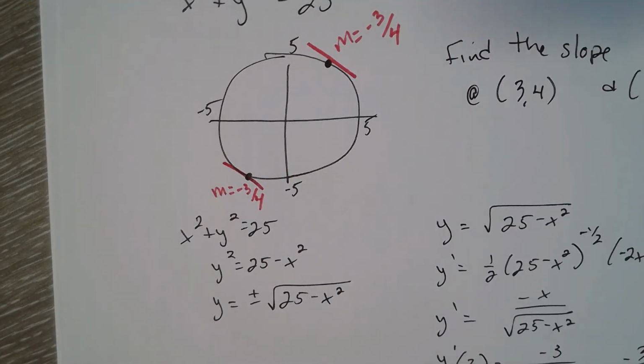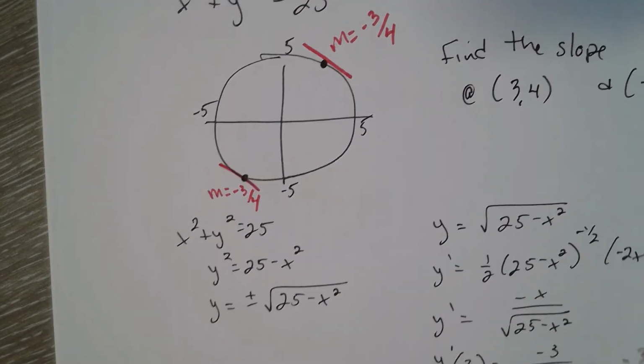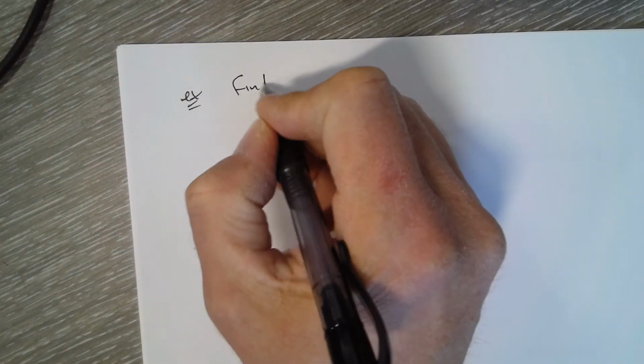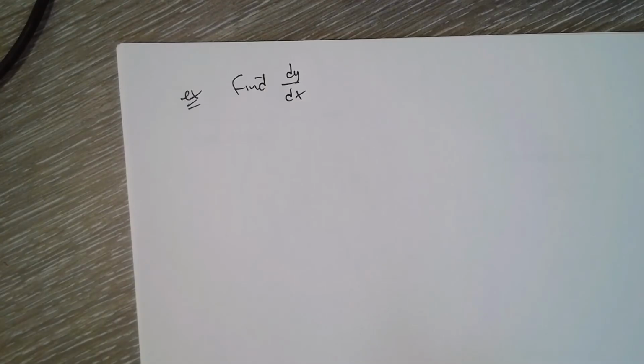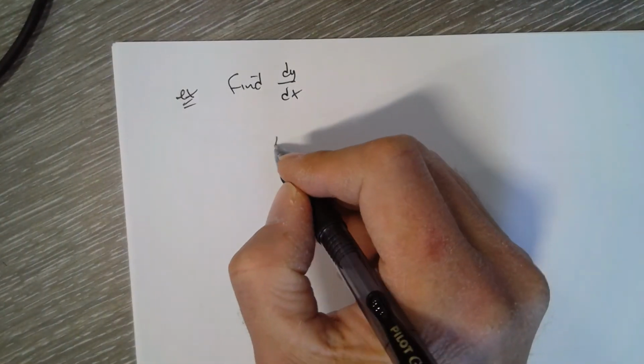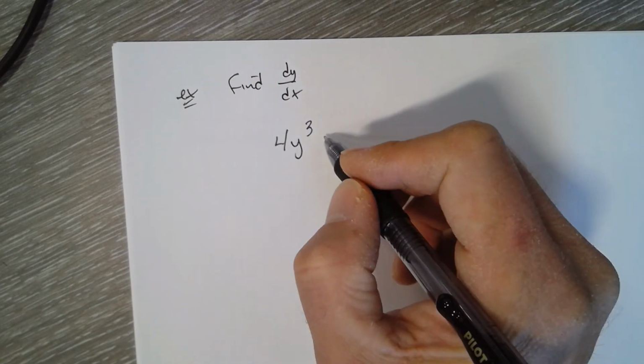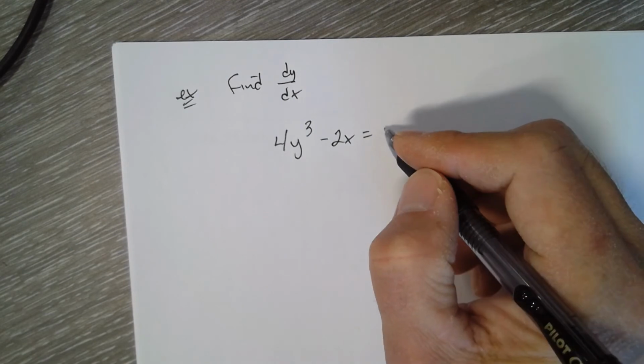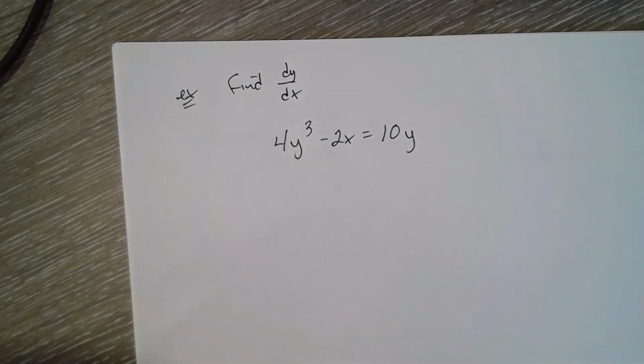Okay, make sense? All right. Maybe we should try a couple examples of just finding the derivative, because it gets a little tricky when we have to do product rules and stuff like that. So why don't you try, find dy/dx. All right, let's go with 4y cubed minus 2x equals 10y. All right, try to find dy/dx.